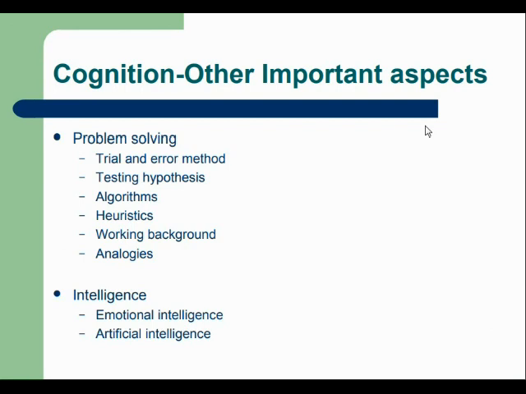Cognition. Other important aspects: problem solving, trial and error method, testing hypothesis, algorithms, heuristics, working background, analogies, intelligence, emotional intelligence, artificial intelligence.